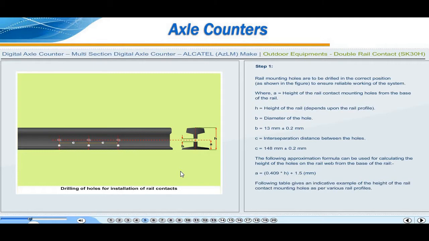Following table gives an indicative example of the height of the rail contact mounting holes as per various rail profiles. For 90-pound rail profile, the height of the center of the holes from the bottom of the rail is 56 millimeters. For 52 kilogram rail, its value is 63 millimeters, and for 60 kilogram rail, its value is 68 millimeters.